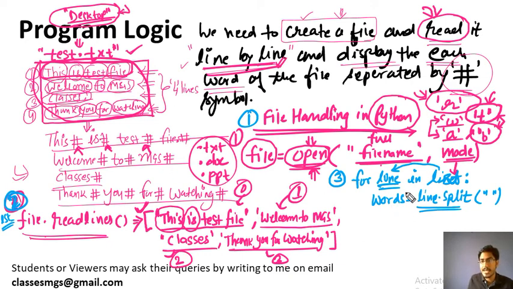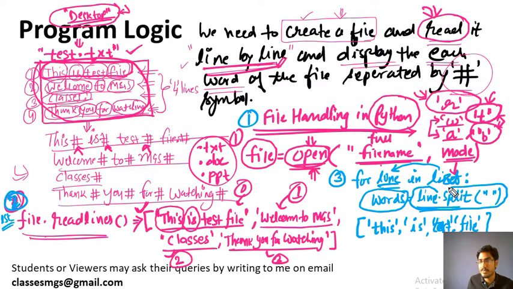So in that case, the words object will contain a list like this. It will have this, then it will have each, then a, then the file. This is a file, this is a test file, sorry. So you will have the test here. This line dot split, by default, will split with the space, so it will return like this. Now we have a list that has individual words.